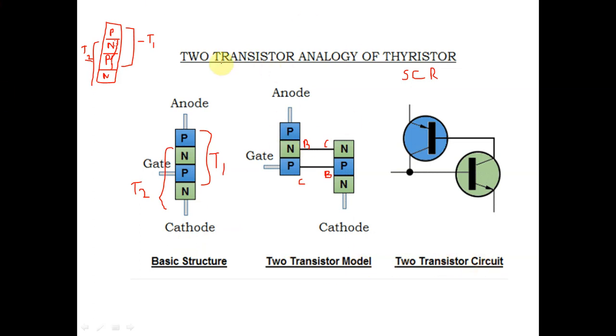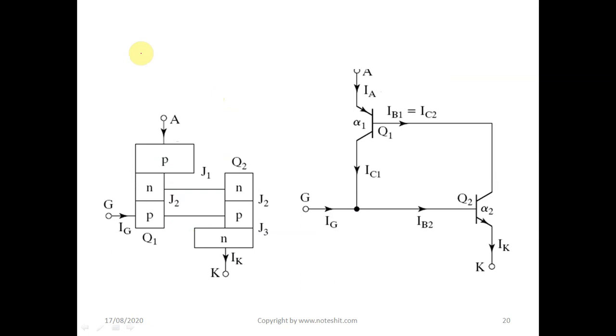This question is asked in theory exams: explain two transistor analogy of SCR, or explain two transistor model of SCR. Both have the same meaning. This is the structure. This is the PNP transistor. This one is the Q1 transistor and this one is the Q2 transistor. So, the base of Q1 transistor is connected to collector of Q2 transistor, and the base of Q2 transistor is connected to collector of Q1 transistor.